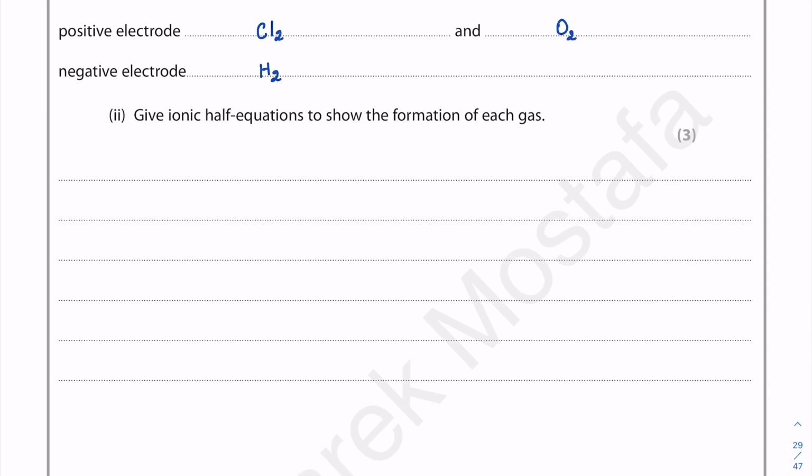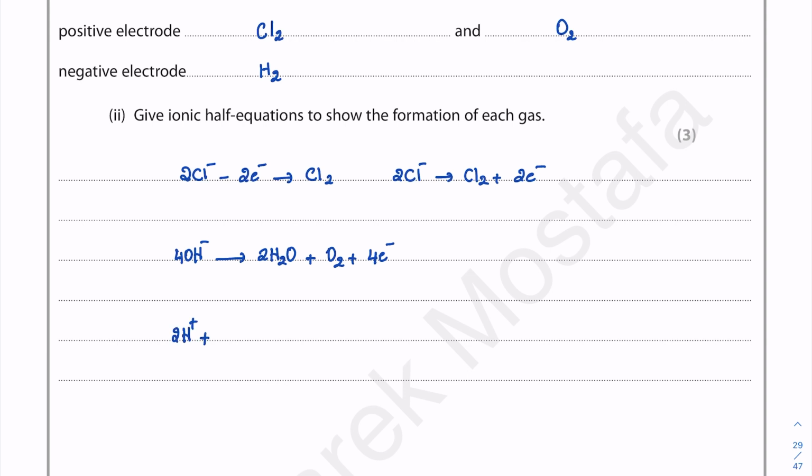Give ionic half equation to show the formation of each gas. Chlorine gas بيطلع من chloride ions. 2 chloride ion minus 2 electron gives Cl2. ممكن نكتبها 2 chloride ion gives Cl2 plus 2e negative. بالنسبة للأكسجين every 4 mole of hydroxide ion loses 2 mole of water أو بيتحول ل 2 mole of water و mole of oxygen لما بيلوز 4 mole of electrons. بالنسبة للهيدروجين gas every 2 mole of hydrogen ions plus 2 mole of electrons give mole of hydrogen gas.